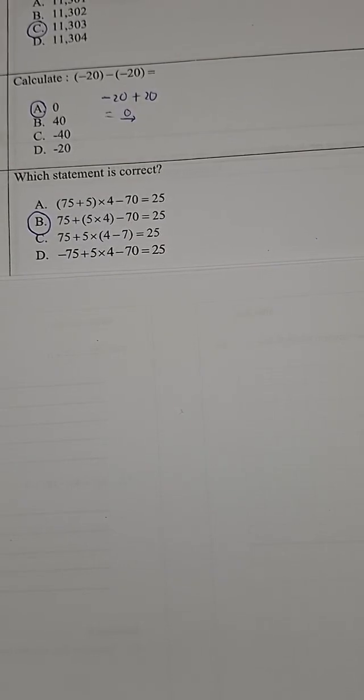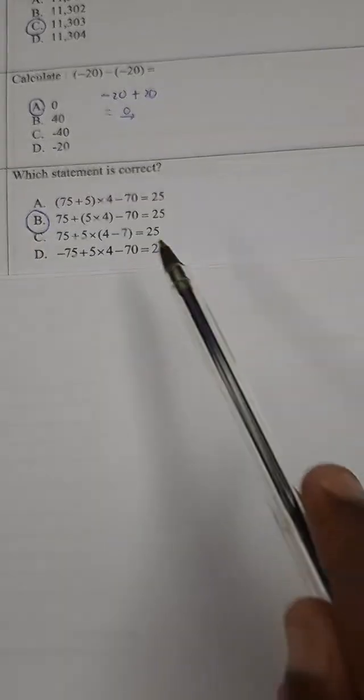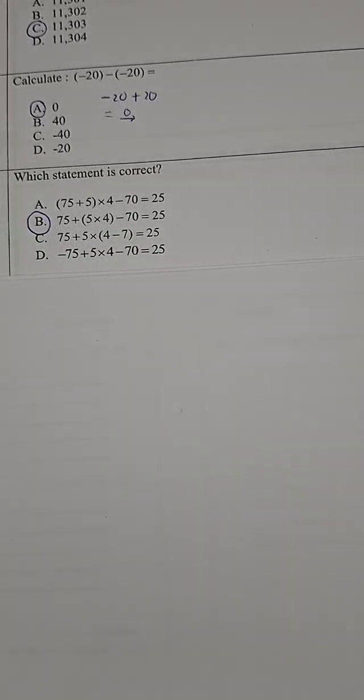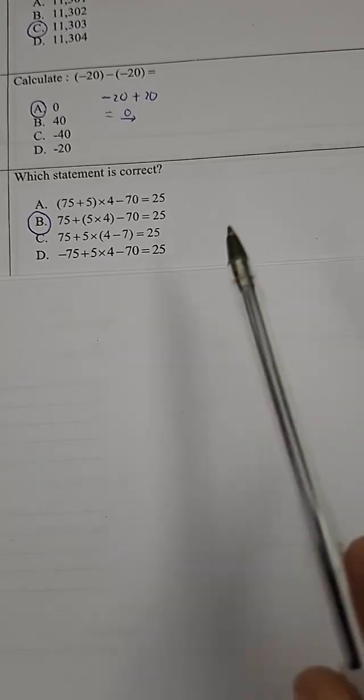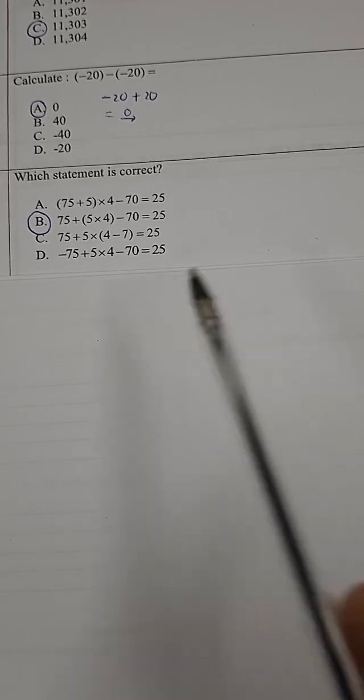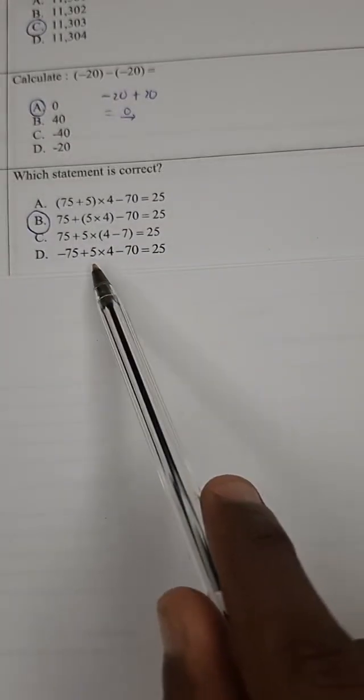What about C? 4 minus 7 is priority because of brackets. Negative 3. Then you multiply the negative 3 with 5, you get negative 15. Then you take 75, you subtract negative 15. That basically gives you what? 60. That's not 25.